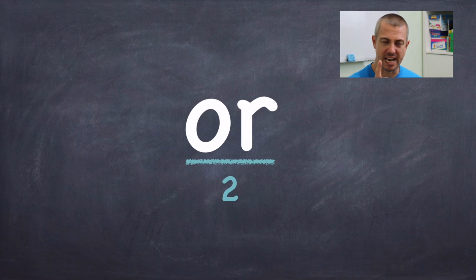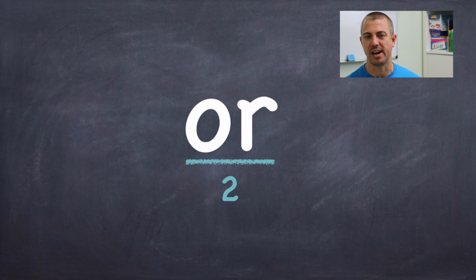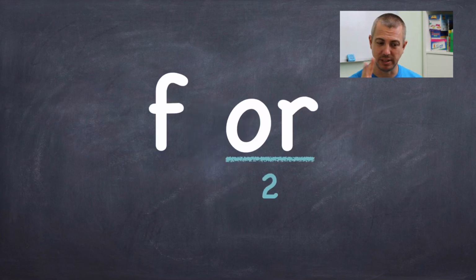Next, we have the word or. Or, tricky. We just had that. It's our Bossy R that we just talked about. That is a combined sound. And because it's a combined sound, they don't separate. We don't go o, r. It doesn't work, right? It's or. One sound made up by two letters.